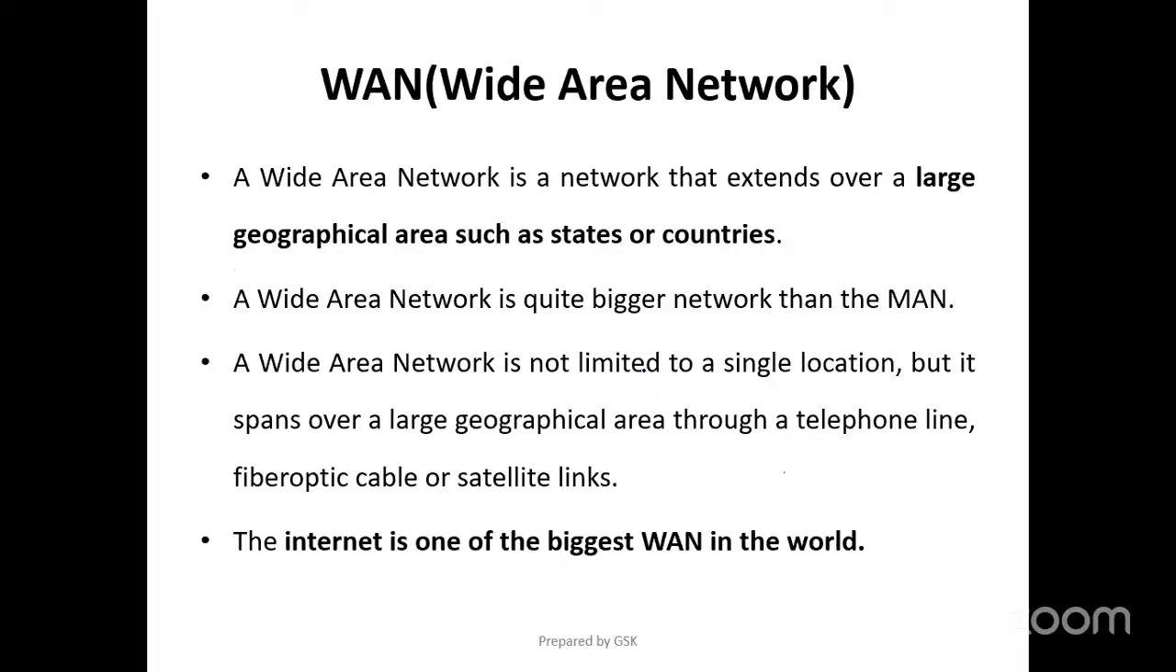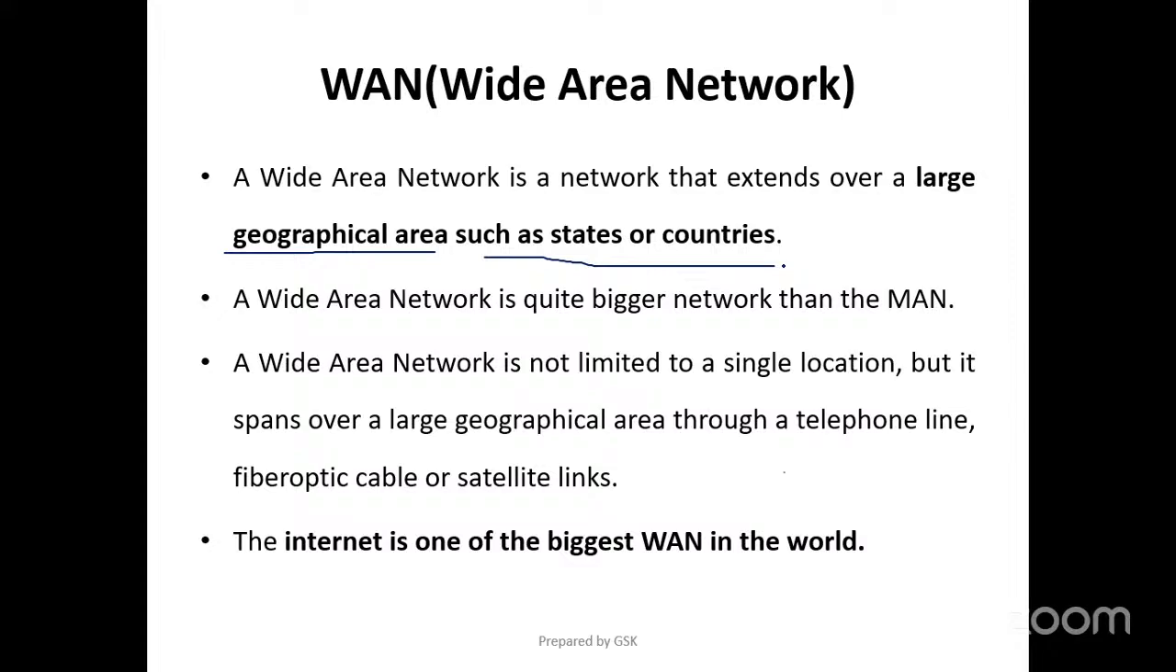And the fourth category, the very largest network, is WAN. WAN stands for Wide Area Network. A wide area network is a network that extends over a large geographical area, such as is used to connect states or countries. If you want to connect one country with another country, you can use WAN, that is Wide Area Network. So the wide area network is quite a bigger network than the MAN, as I covered already.